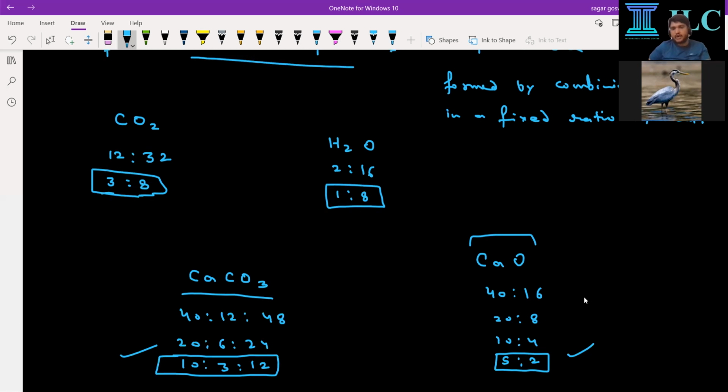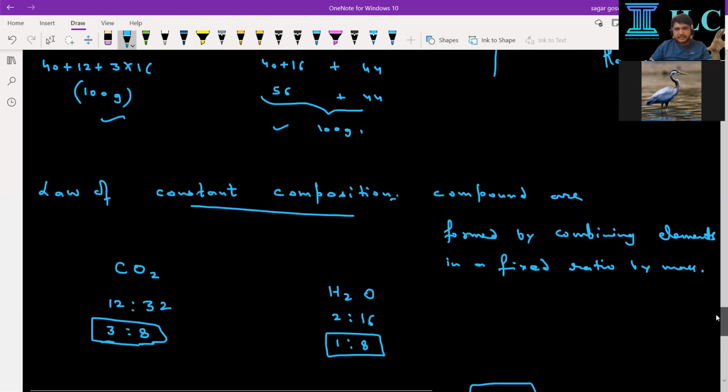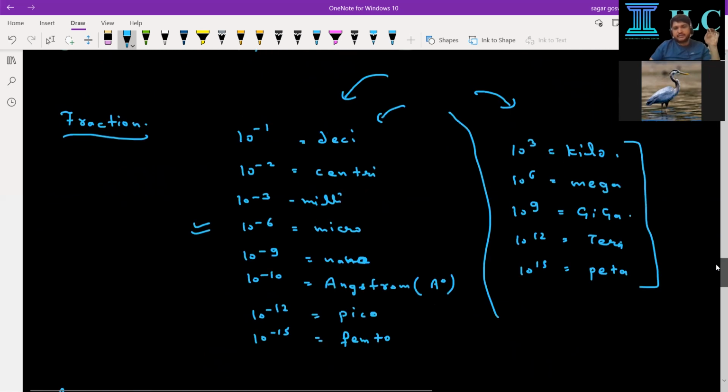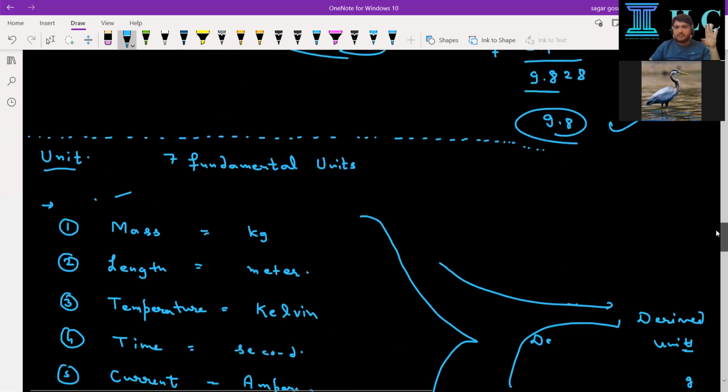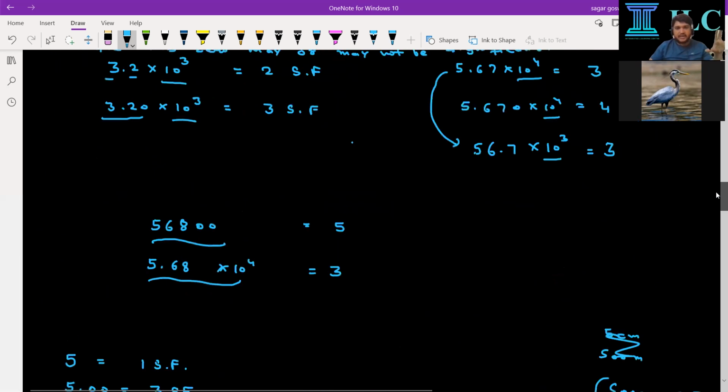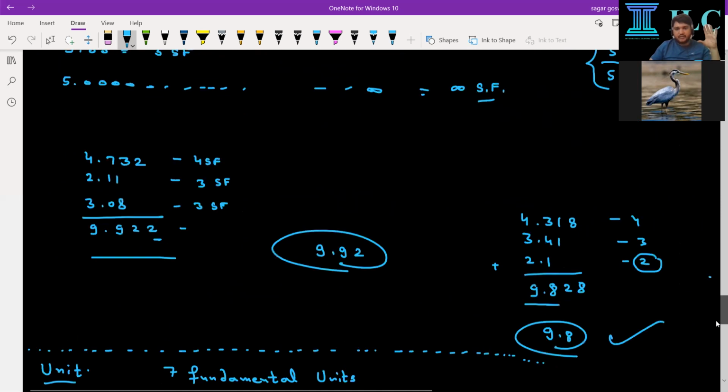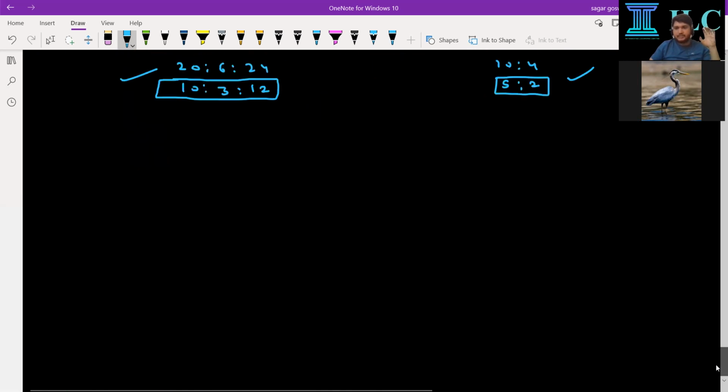So this is about the law of constant proportion. This is the basic introduction about chemistry, Vishnu. In the next class, we will start our mole concept. This is the beginning of this chapter.